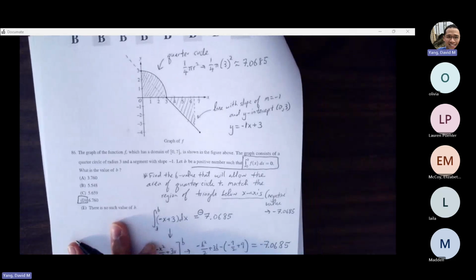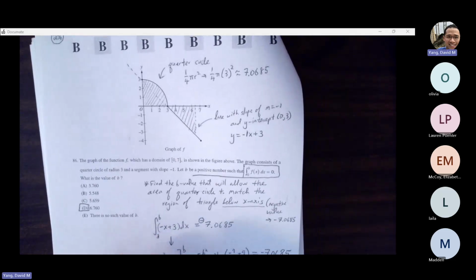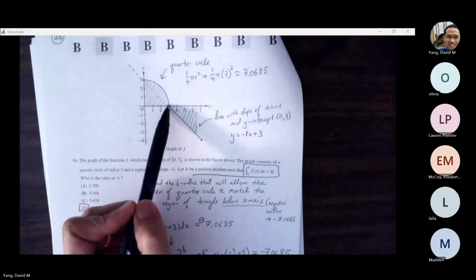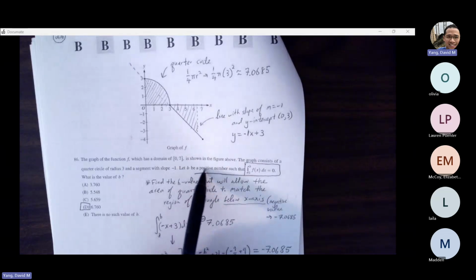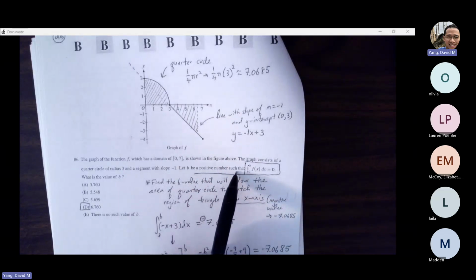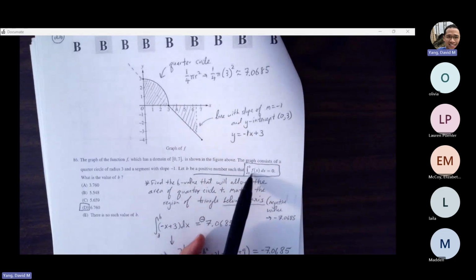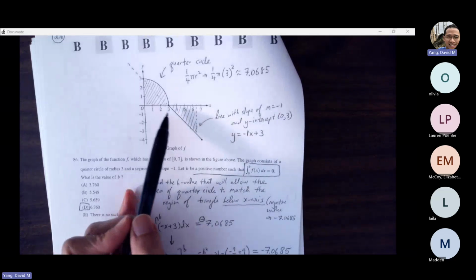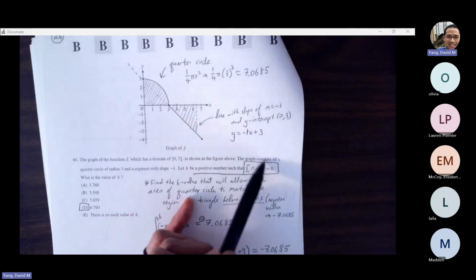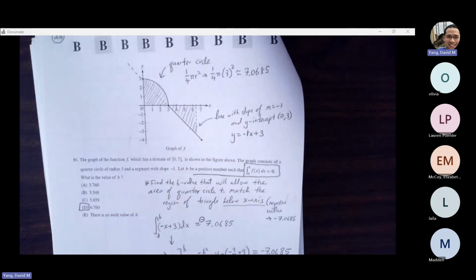All right, 86. The graph of the function f has domain from 0 to 7, as shown in the figure. The graph consists of a quarter circle of radius 3 and a segment with slope of -1. Let b be a positive number such that the definite integral from 0 to b is equal to 0. So we know the area from 0 to b is going to cancel out to be 0. What is the value of b?